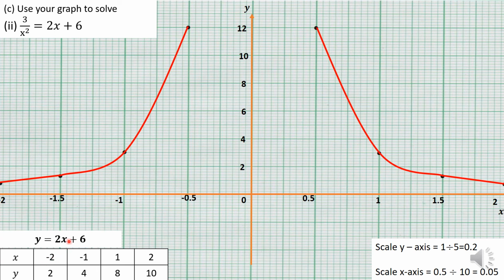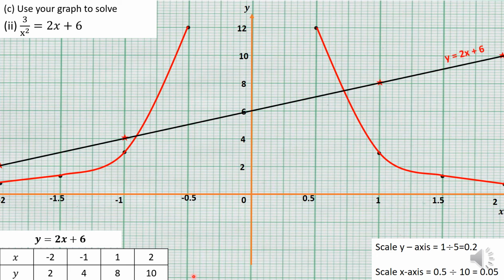So if I punch in -2 here, I get an output of 2. If I punch in -1 into the equation, I get an output of 4, and so on. So start plotting the points. -1 is 4, 1, 8 all the way here, and 2, 10. And then you draw the line. When you draw the line, we are now supposed to find where the two functions are intersecting.